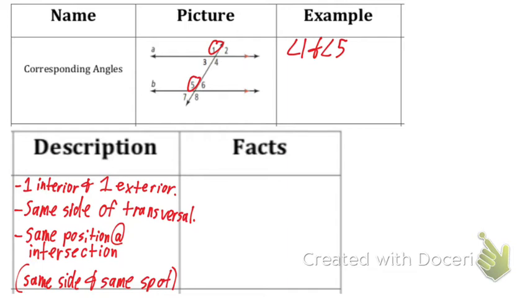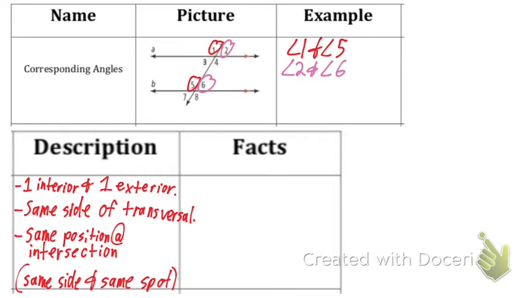Tyler, thank you for raising your hand. Angle 2 and angle 6 would be a pair of corresponding angles. There's one that's interior, there's one that's exterior, both on the right side of the transversal, and they're both in the top right of the intersection.